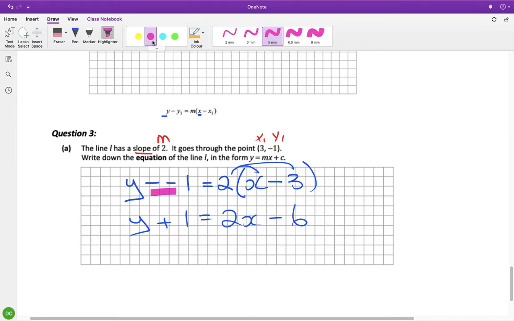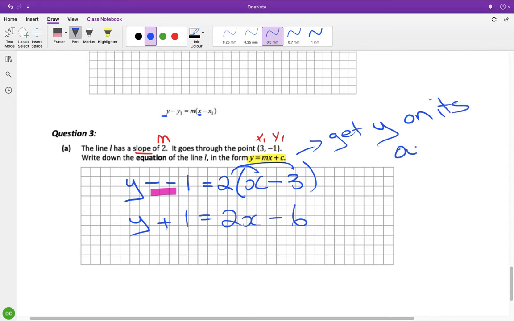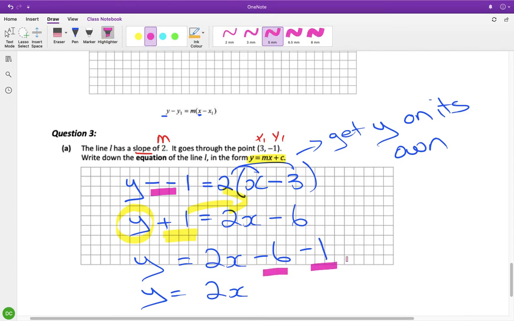And then they say here that they want the answer to look like this. So essentially what they're saying is get y on its own. We're going to keep the y where it is, and we're going to take this and move it. So that's going to be y equals 2x minus 6, and when I move a plus 1, it will become a minus 1. So y equals 2x, and you can add those two or subtract those two. So you end up with minus 7.